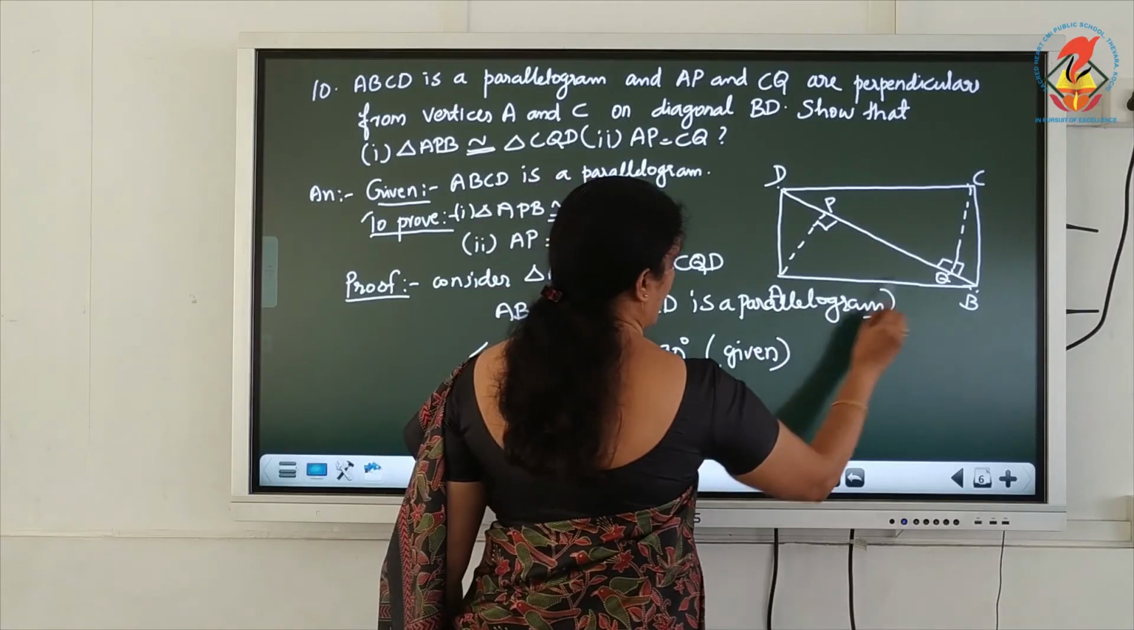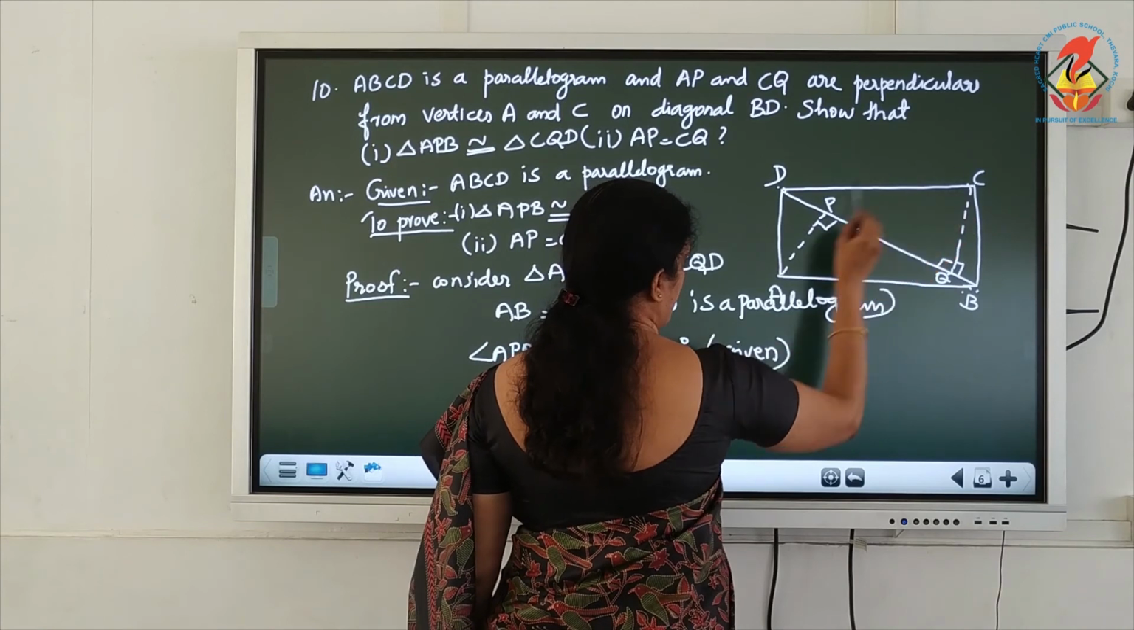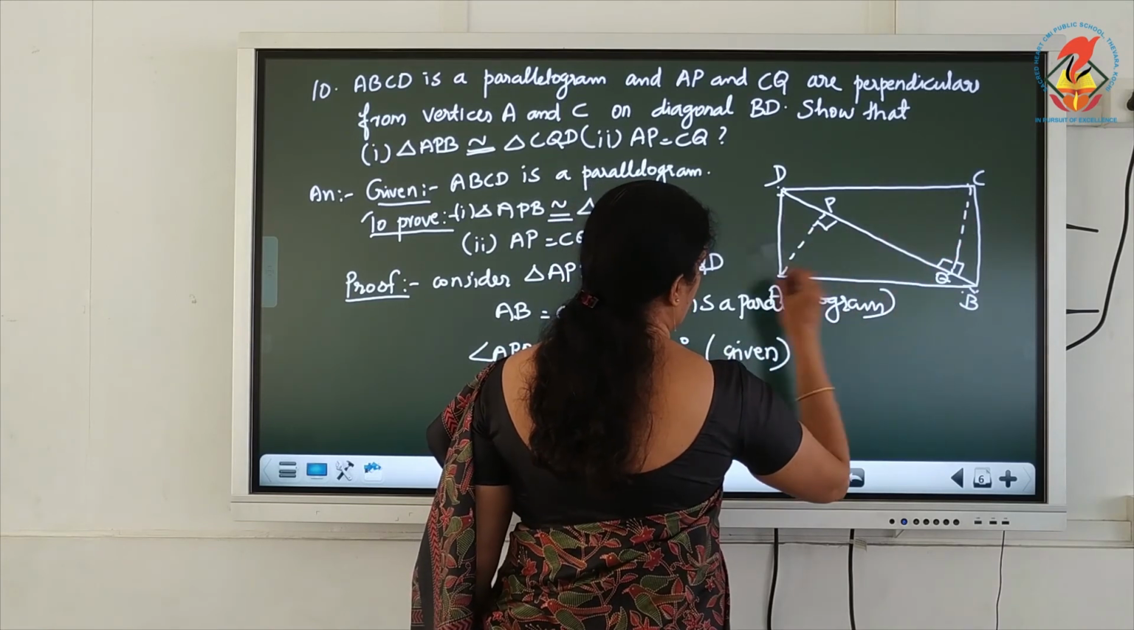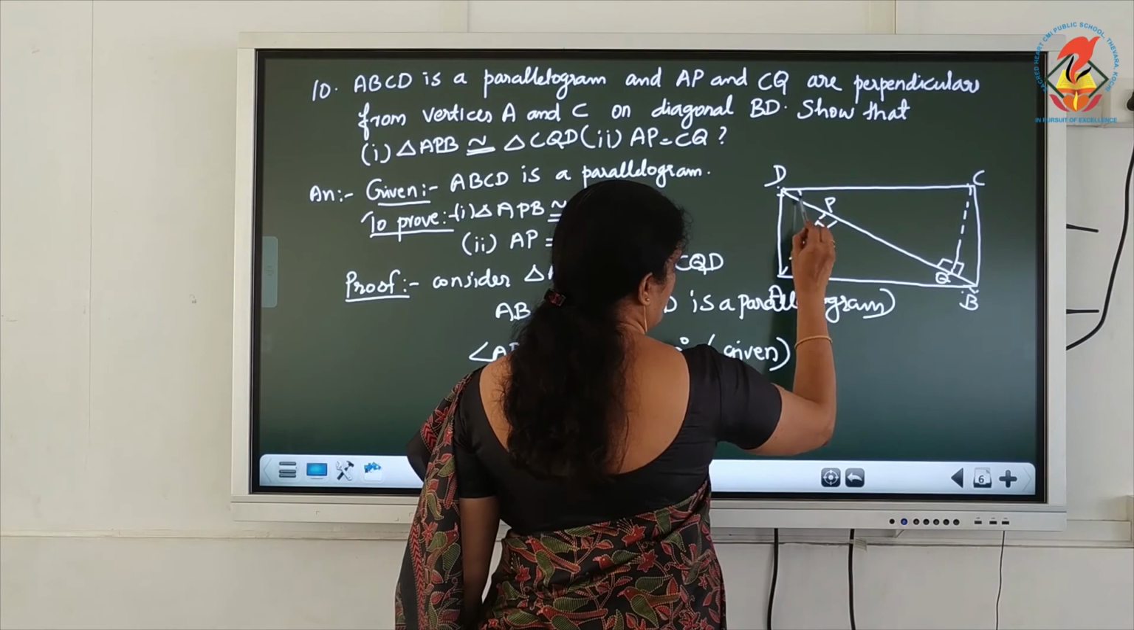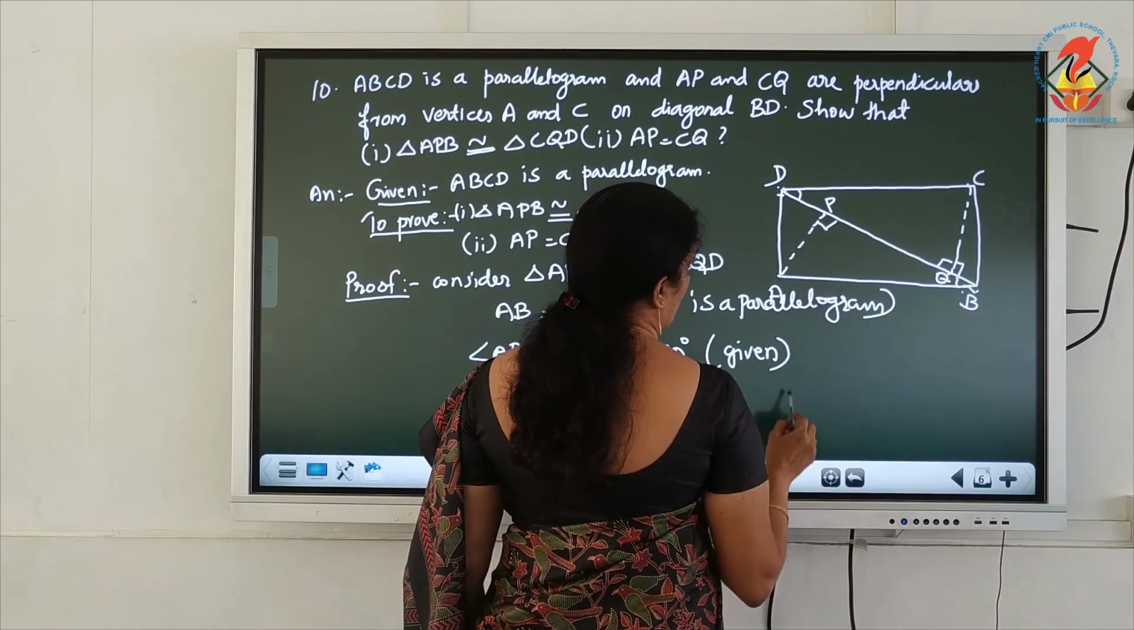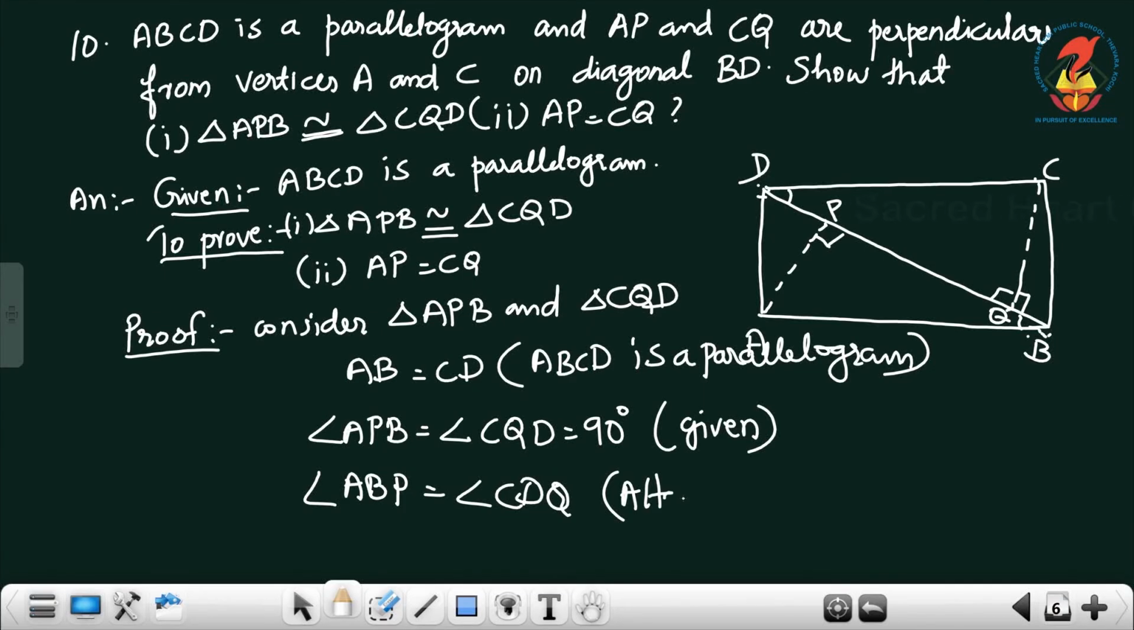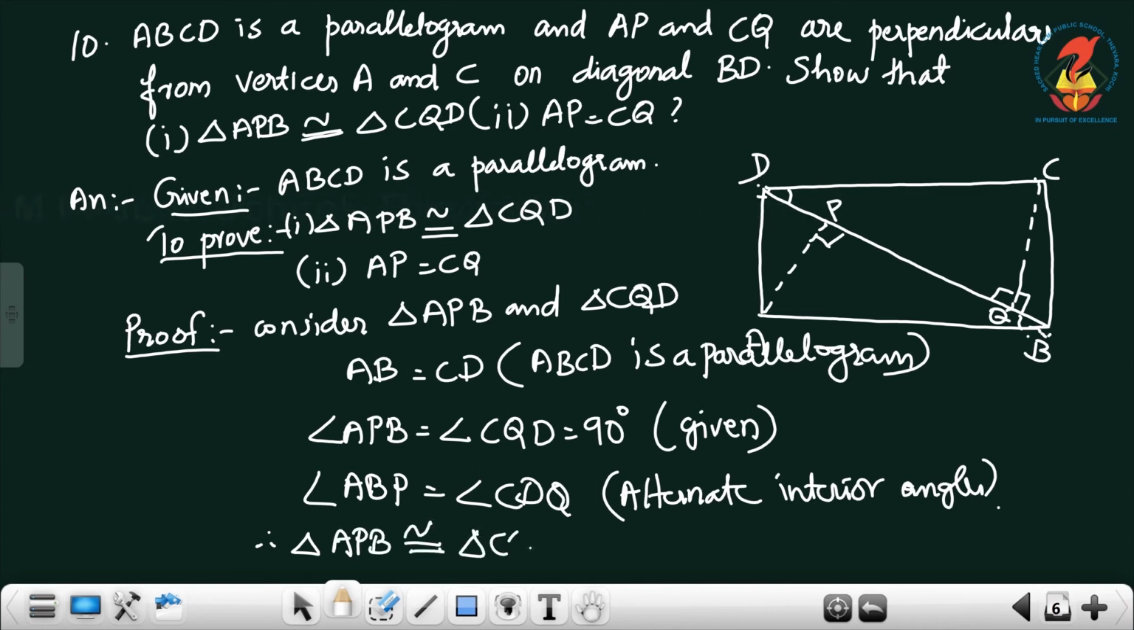Reason: because AB and DC are parallel sides, this line acts as a transversal. Definitely you can write, these two angles are alternate interior angles. Alternate interior angles are equal. Therefore, triangle APB congruent to triangle CQD.